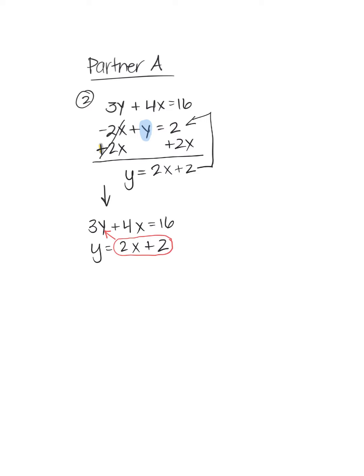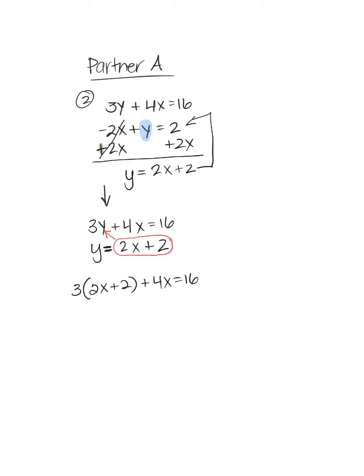Here's what that looks like. Instead of 3 times y, I have 3 times 2x plus 2 plus 4x equals 16. See, take a moment, notice the only thing that changed is the y. I just substituted the 2x plus 2 because I know that that's equal. They're the same value, so that allows me to substitute.